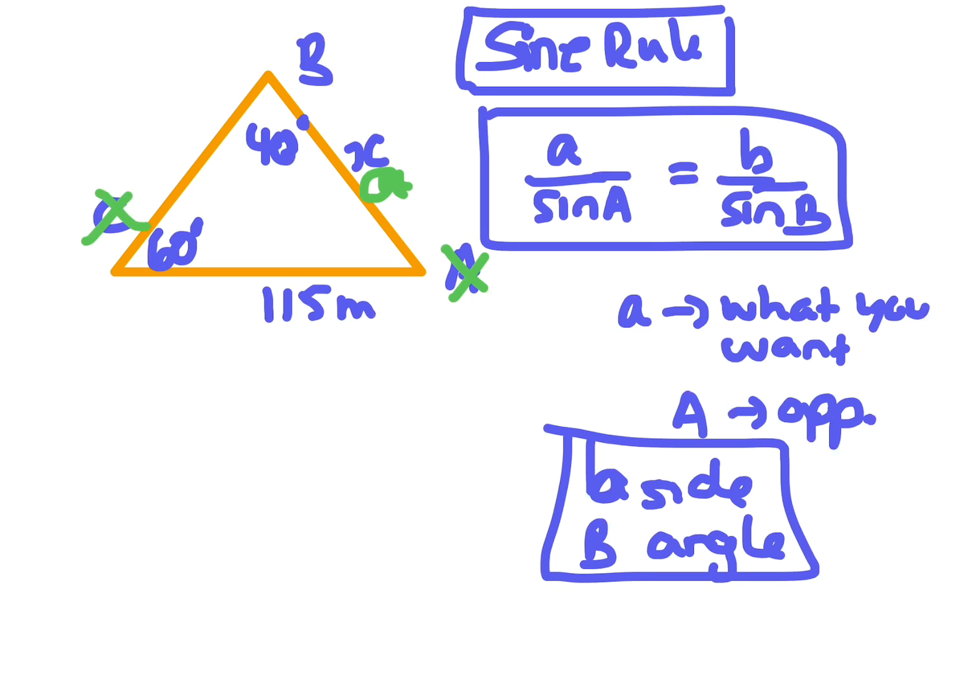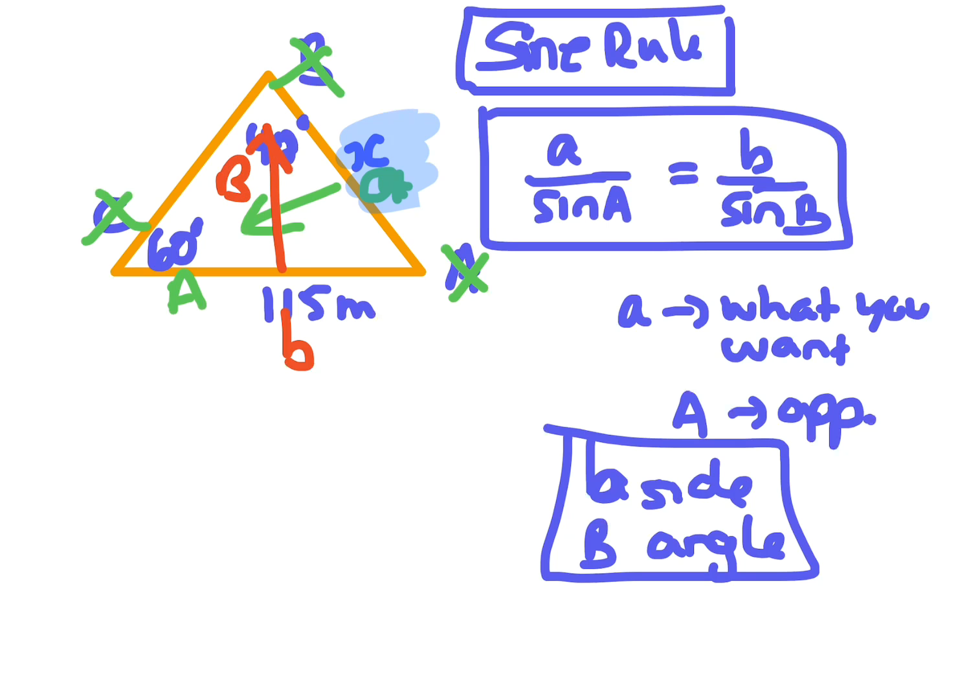Ignore the letters that are already there, because sometimes they just mess up and they don't match the formula. You assign your own letters so you can put those into the formula. So basically what you want to find is little a. Opposite is big A. The other side will be little b, and opposite that one will be big B.